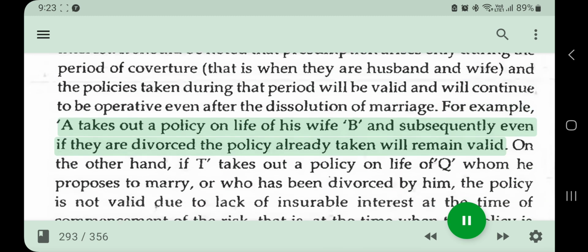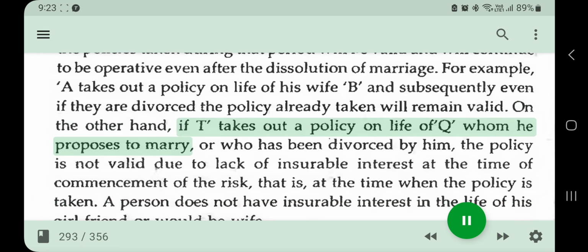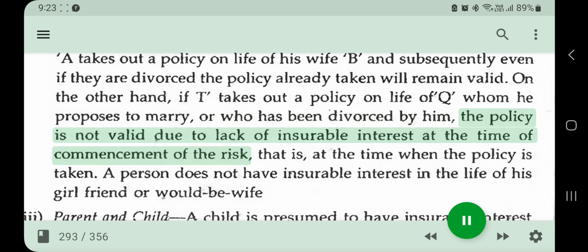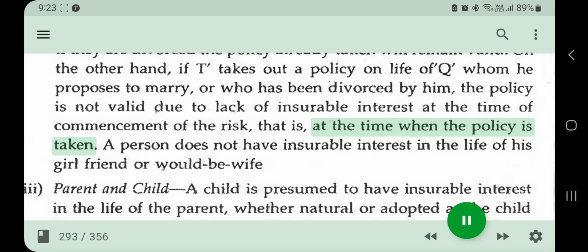For example, A takes out a policy on the life of his wife, B, and subsequently, even if they are divorced, the policy already taken will remain valid. On the other hand, if T takes out a policy on the life of K, whom he proposes to marry, or who has been divorced by him, the policy is not valid due to lack of insurable interest at the time of commencement of the risk, that is, at the time when the policy is taken.